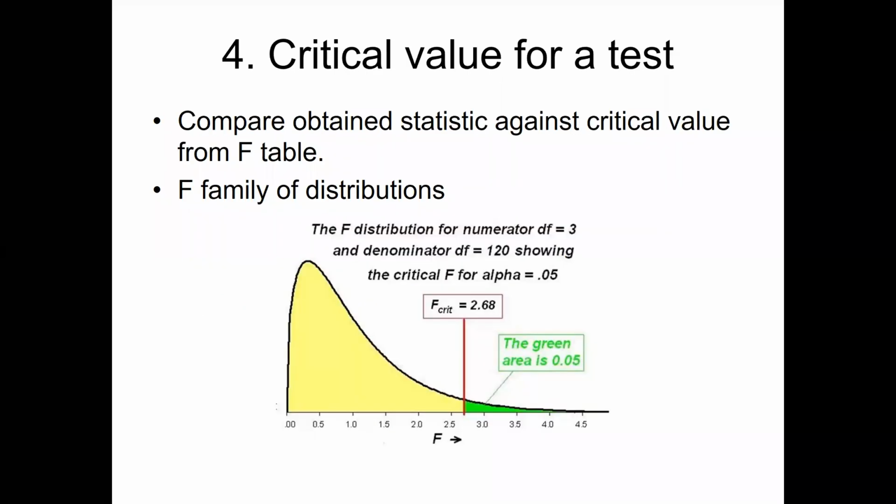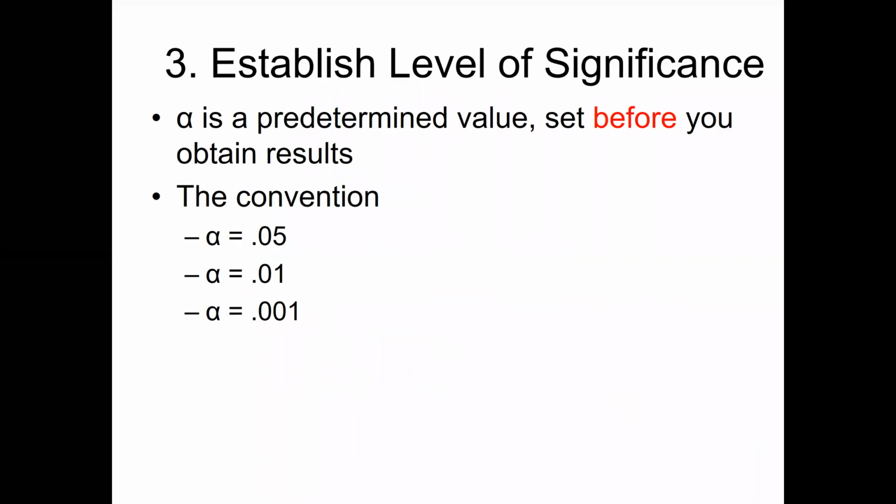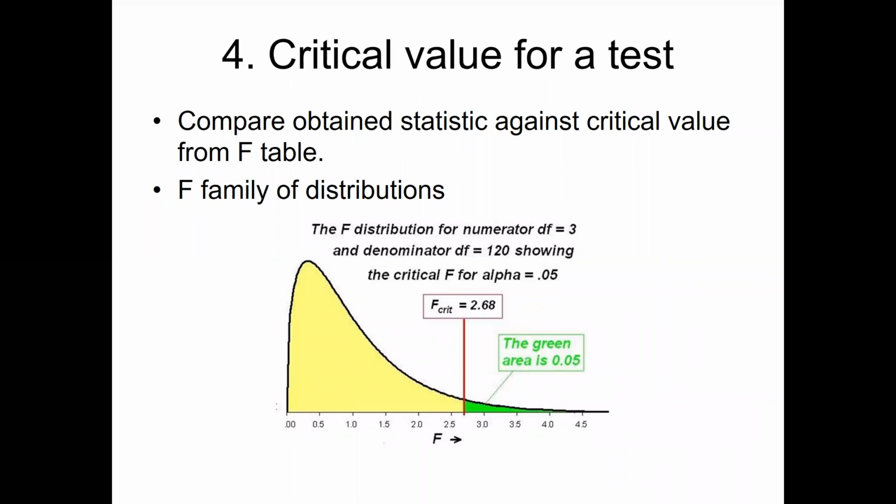Once you have done these things, these are all a priori. You determine whether ANOVA is your right kind of test. You set up your hypotheses. You establish your level of significance. And if you're using a critical value test, you find the critical value.